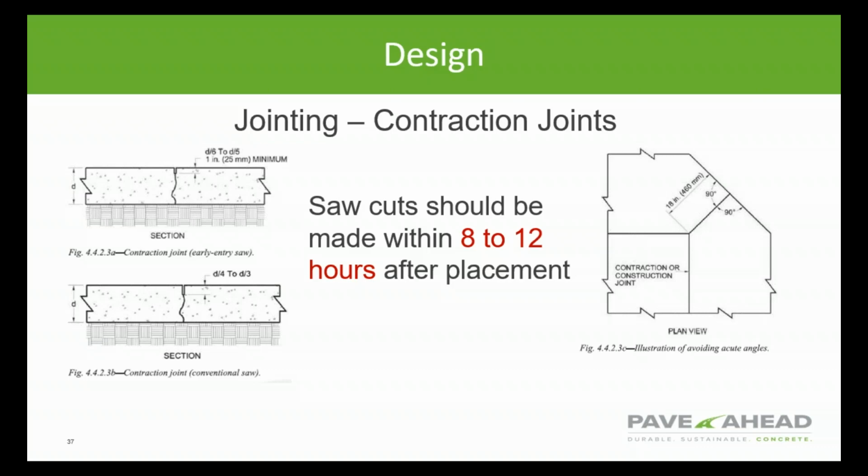Timing of these cuts is important to minimize the cracking. For standard saws, joints should be cut within 8 to 12 hours after placement. If you're going to use an early entry saw, cuts should be made within 3 hours after placement, or 1 hour to 2 hours after finishing.